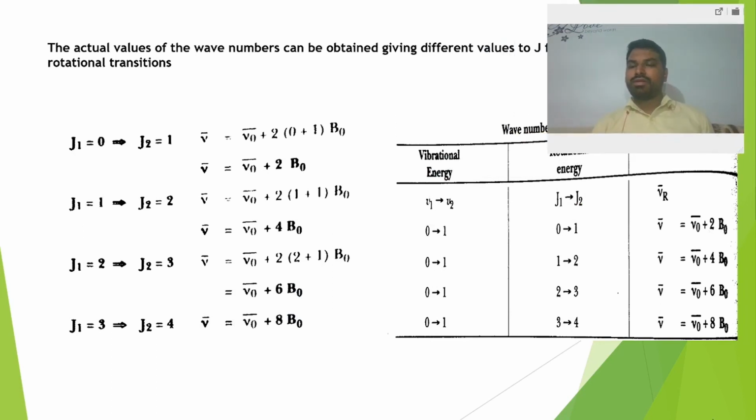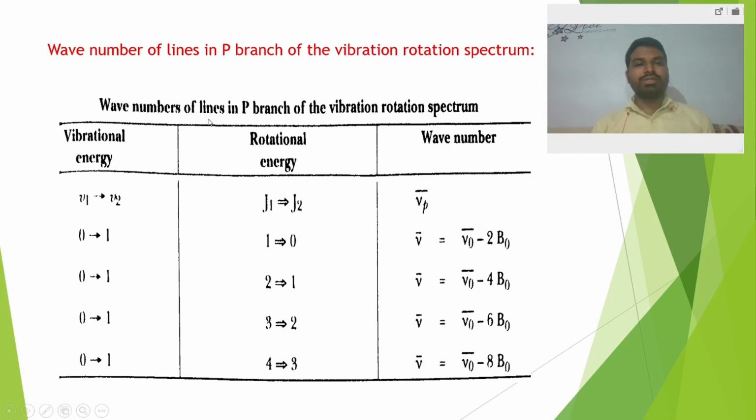Now we will consider the second case, the P branch. It is calculated in a similar way. For the P branch, ν1 to ν2 and J1 to J2: the vibrational energy goes 0 to 1, and the rotational energy goes in reverse, 1 to 0, because we have shown that it is going in the minus direction. The vibrational energy increases in the P branch and the rotational energy decreases.